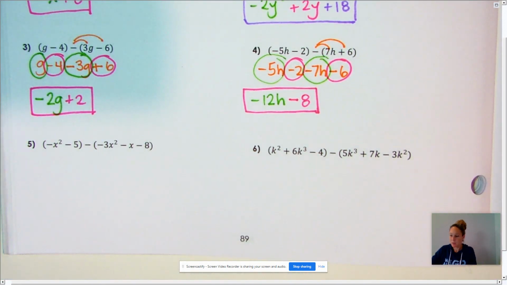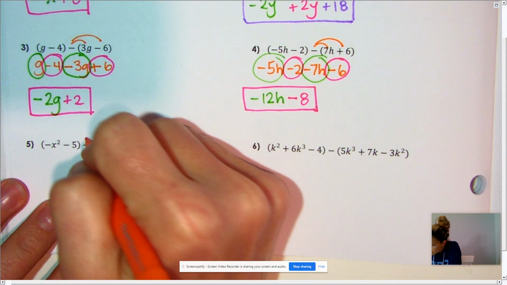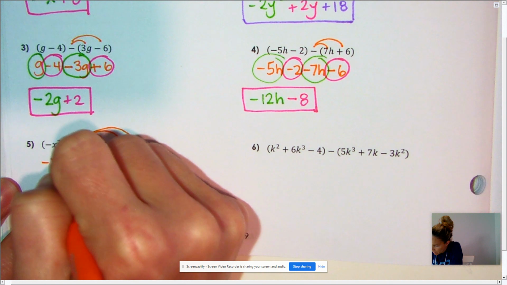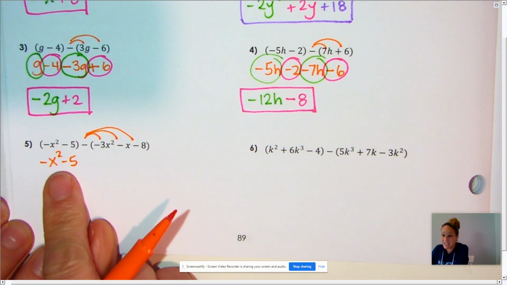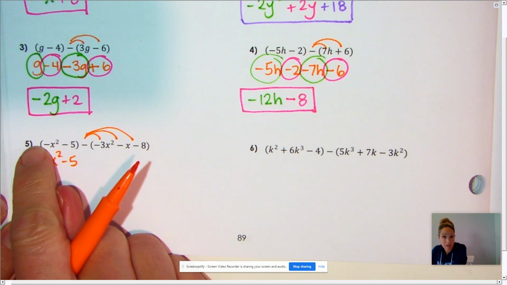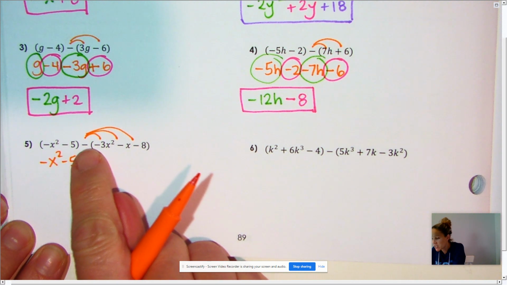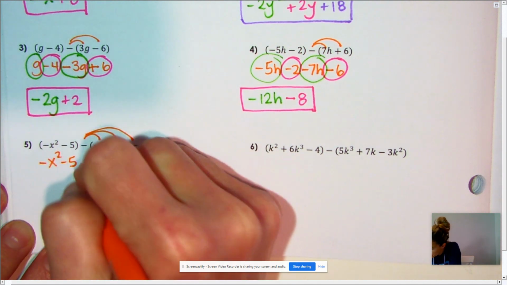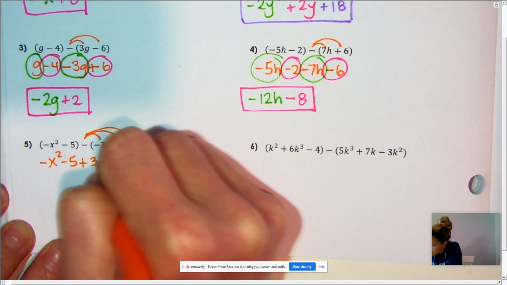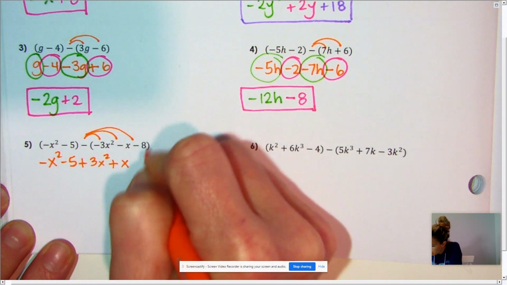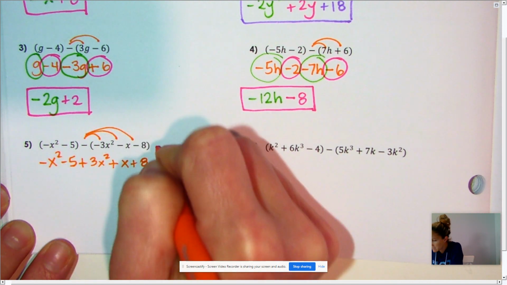All right, next problems. These ones are going to get a little bit longer. So we're going to distribute that there. So I have negative x squared minus 5. The first one does not change. We just copy that down because there's nothing in front of it, okay? This is attached to everything that follows. So that's why we're going to do the opposite. So minus a negative is a plus 3x squared. Then we have a plus x because negative times negative. Then we've got a plus 8 because minus a negative.